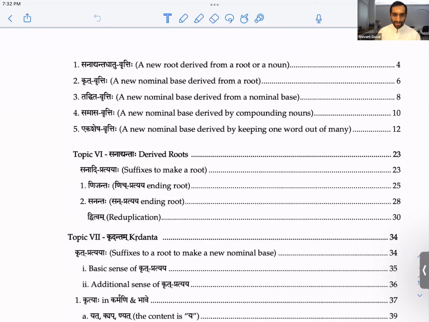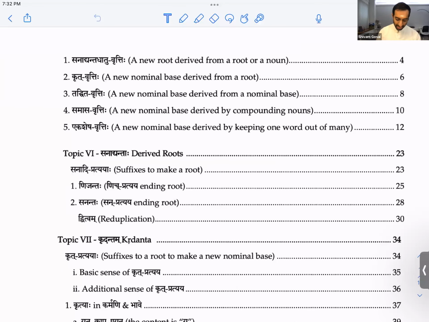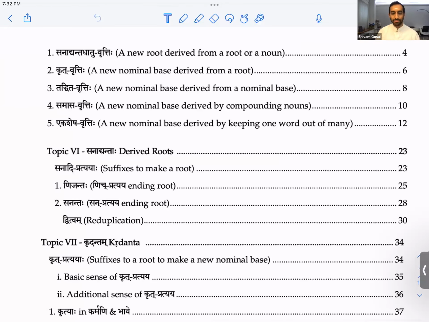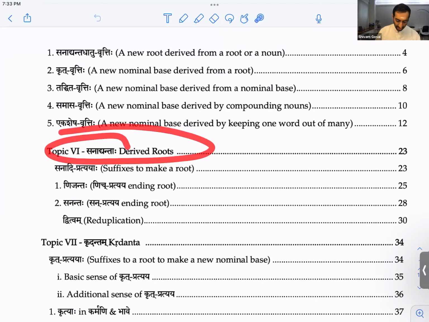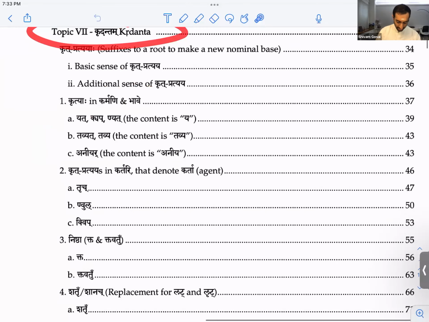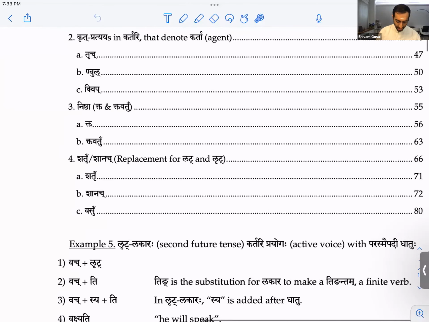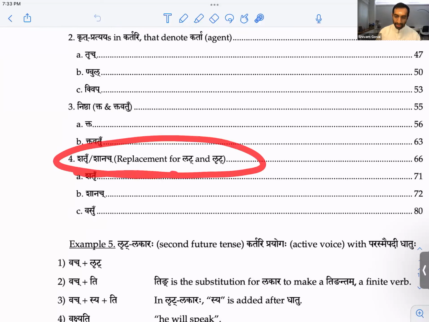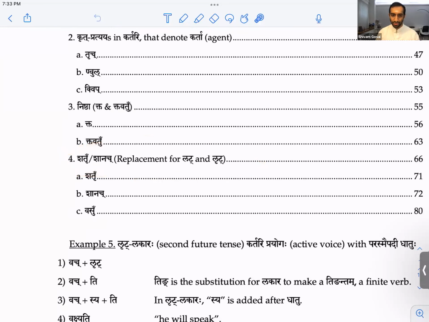So in our Panchavritti, right? Panchavritti meaning Sanadhyanta Dhatu Vrittihi, Krit Vrittihi, Taddita Vrittihi, Samasa Vrittihi, Ekashesha Vrittihi. So we've seen a little bit of Sanadhyantaha. In Kṛdanta, we're now looking at Kṛdanta Śānac 4, around page 66 in this book.